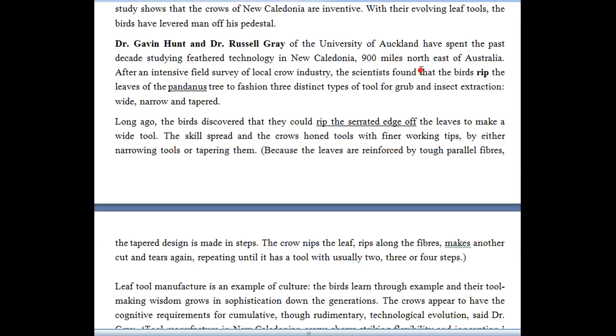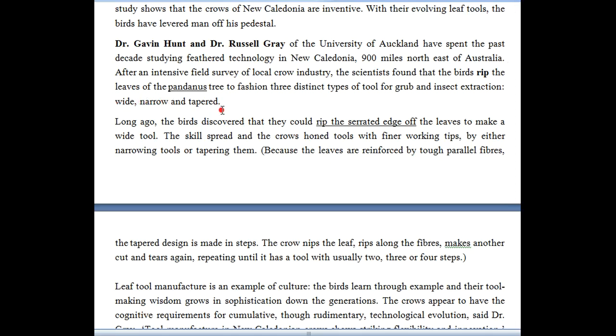So we were here. The scientists found that birds 3 distinct. So 3 perhaps is very important because there were also 3 distinct types of tools for grub and insect extractions. Wide, so narrow is also there, you can see. So first is wide, second is narrow, which is given, and third is tapered. Yes, so we have got the answer.